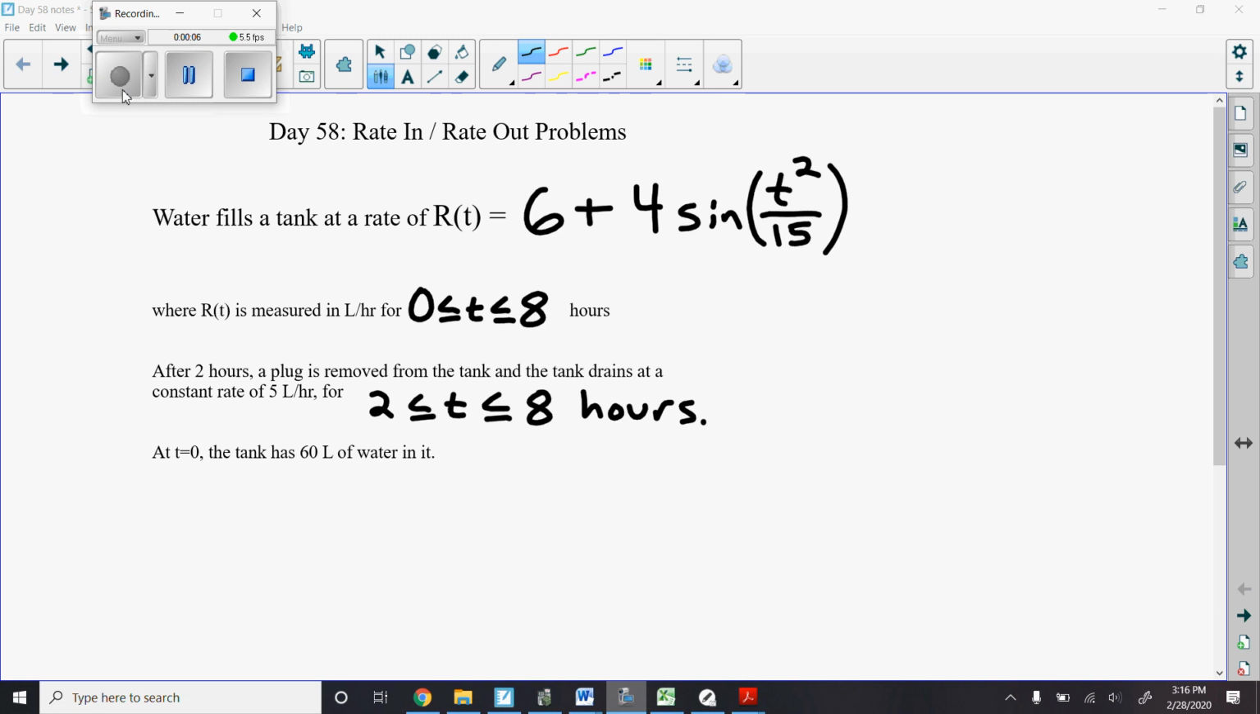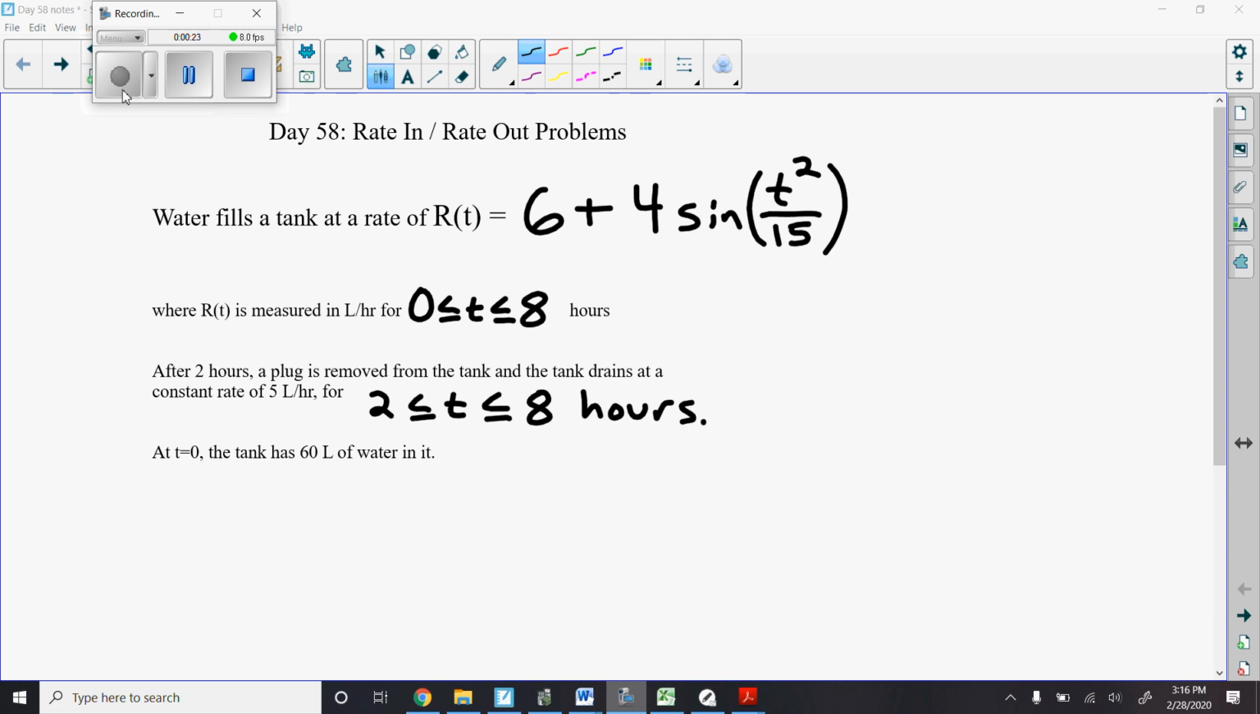Today we're taking a look at, this is kind of our last thing before our next test. We're going to take a look at what I like to call rate in, rate out problems. We've looked at things with rate in and things with rate out. We haven't looked at any with both a rate in and a rate out.